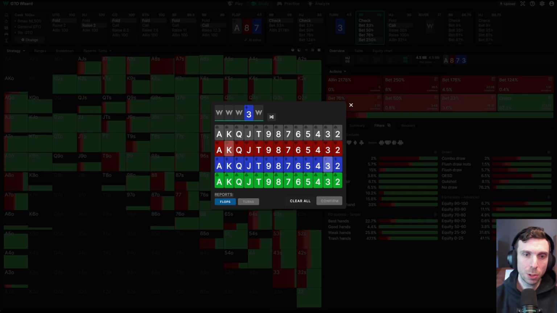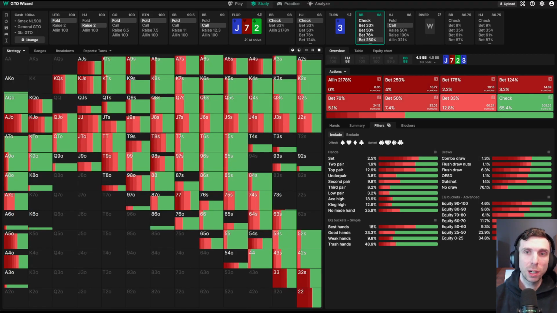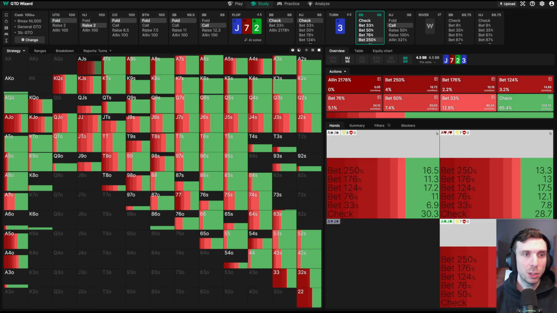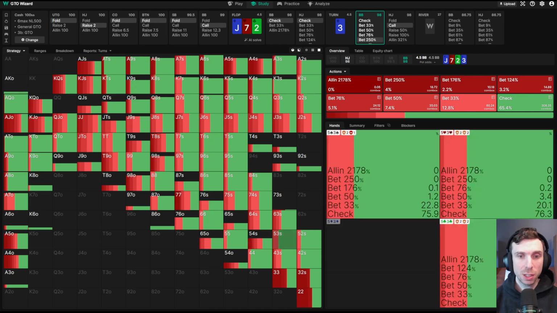Well, what about the ones in between? The ones in between are going to be like, maybe a jack high board. So something like jack 7 deuce turn 3. This is going to be one of those spots where we're probably going to have multiple sizings. We're going to have the small, the medium, the large, and the overbet. Just because, again, we're going to have a bunch of different hand categories. You can see ace jack is going for the 250. You can see something like a set.